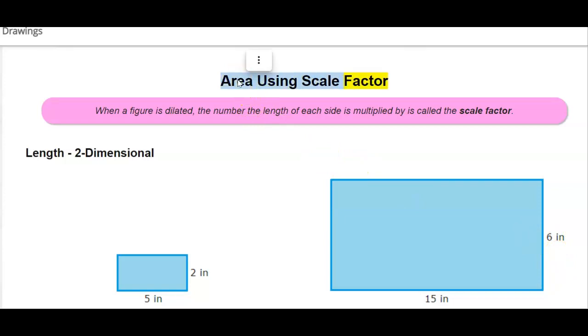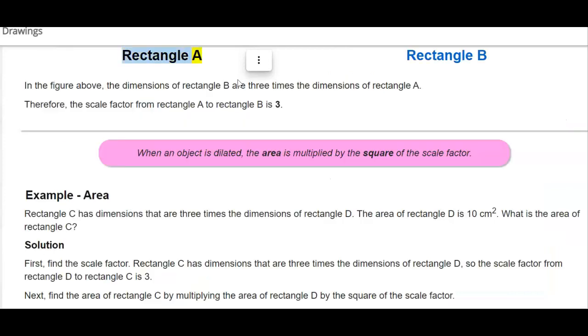Area using scale factor. When a figure is dilated, the number the length of each side is multiplied by is called the scale factor. Length, 2-dimensional. Rectangle A. Rectangle B. In the figure above, the dimensions of rectangle B are 3 times the dimensions of rectangle A. Therefore, the scale factor from rectangle A to rectangle B is 3. When an object is dilated, the area is multiplied by the square of the scale factor.